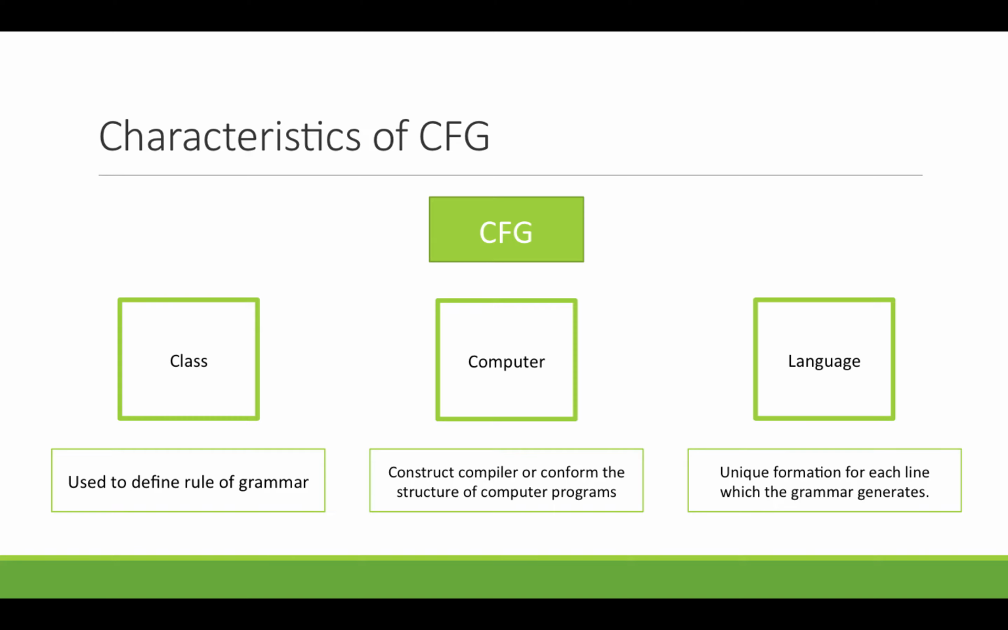So, let's talk about a characteristic of a context-free grammar. Context-free grammar, or CFG, is one of a class which are used to define the rules of grammar. CFG is primarily used to construct compilers or conform the structure of computer programs. Languages which are constructed by using CFG require a unique formation for each line which the grammar generates.